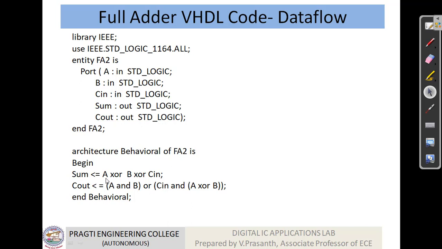Sum is equal to A XOR B XOR Cin, and Cout is equal to A AND B, OR Cin AND (A XOR B). I have told you that the program can be written this way. This is the carry program with A, B and Cin, and this is the formula for the XOR and the carry. Now, if you take this code, I will be executing it.